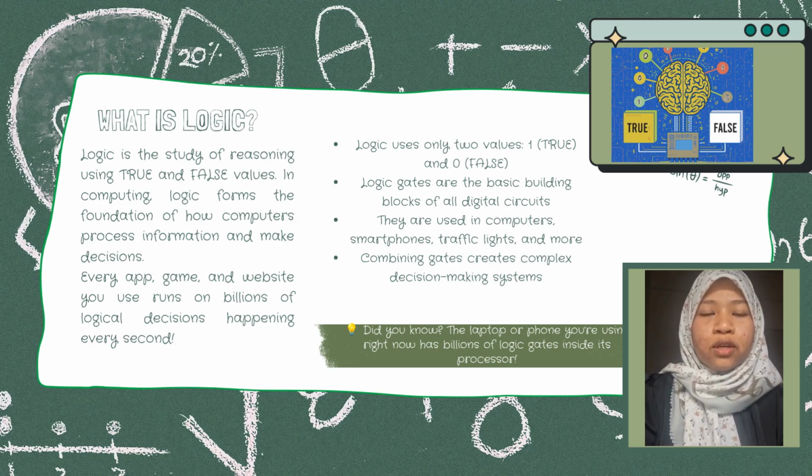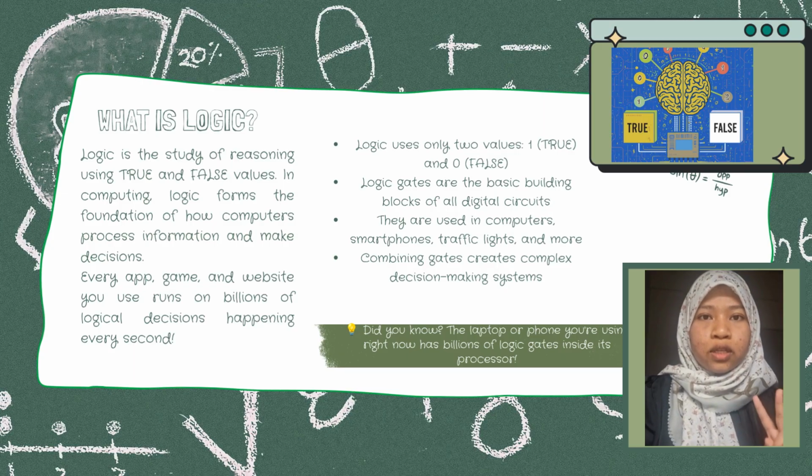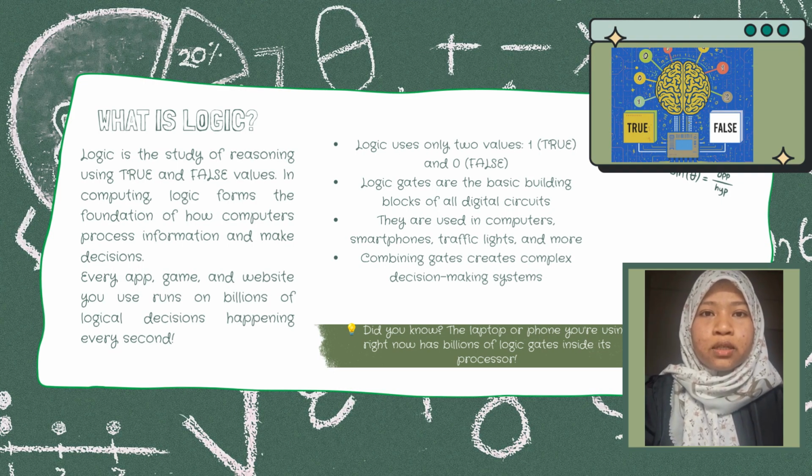Before we dive into the gates themselves, let's understand what exactly logic is. Logic is the foundation of how every computer thinks and makes decisions. It uses only two values, 1 which means true and 0 which means false. This is called the binary system, the language that every computer understands. Now, logic gates are the basic building blocks of all digital circuits. They take these binary values as input, process them, and produce an output.